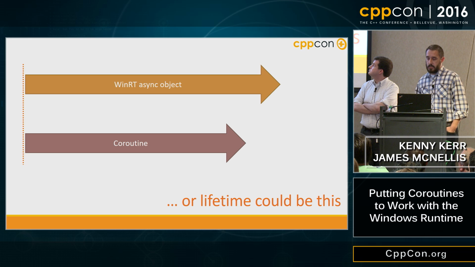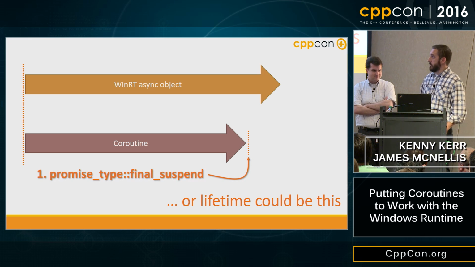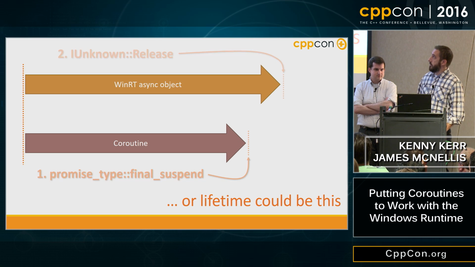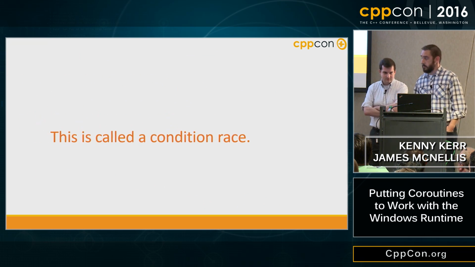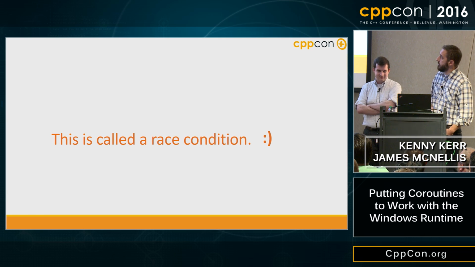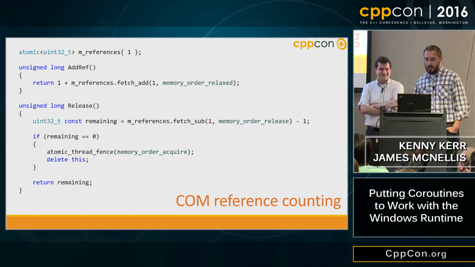Another lifetime scenario we need to deal with is that the async object outlives the coroutine. So first, final_suspend is called, and only later the final COM reference is released. So this is called a condition race. Oh, sorry, race condition. So essentially, we need to go back.